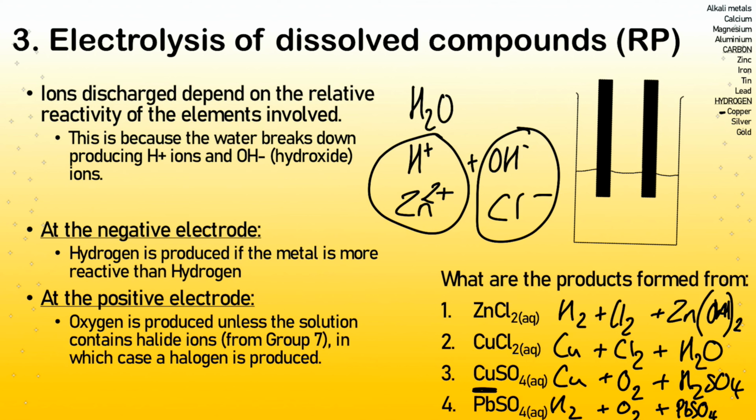We've used up the hydrogen and the oxygen from the water and the H plus ions and the hydroxide ions, and then we're left with the sulfate and the lead. Wonderful. If you got that right, well done.